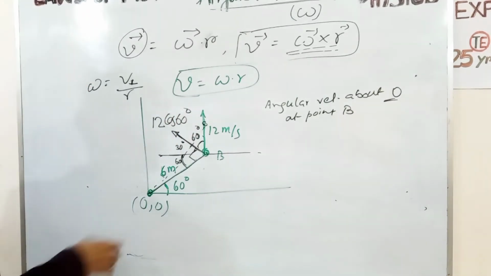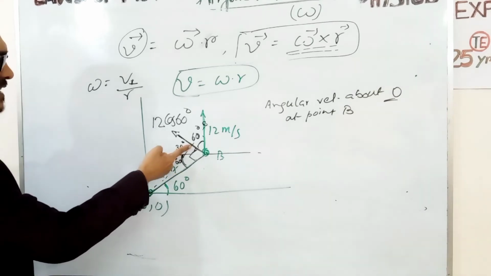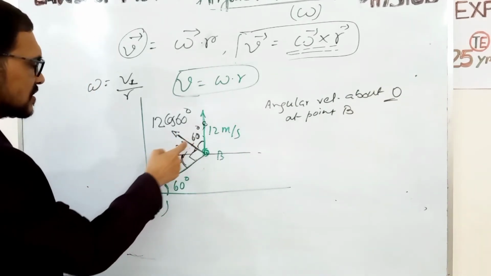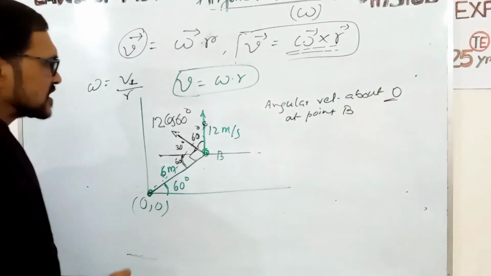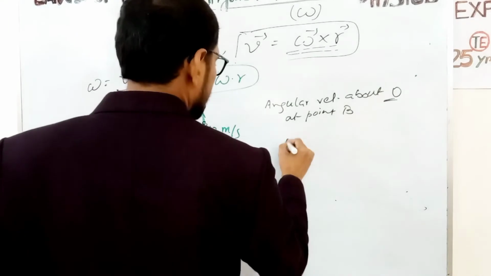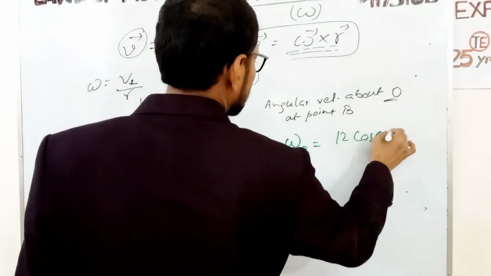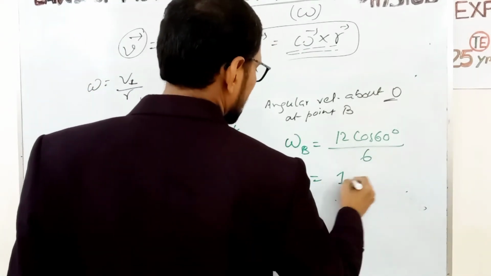Okay, this is alternate 60. This and this is 90 degree, so this is 30 degree, and this and this is 90 degree, so this is 30. If this is 30, then this angle is 60 degree, so this component is 12 cos 60 degree. So now what is the angular velocity at B? Equal to 12 cos 60 degree divided by r equal to 6 meter. So this is the answer.